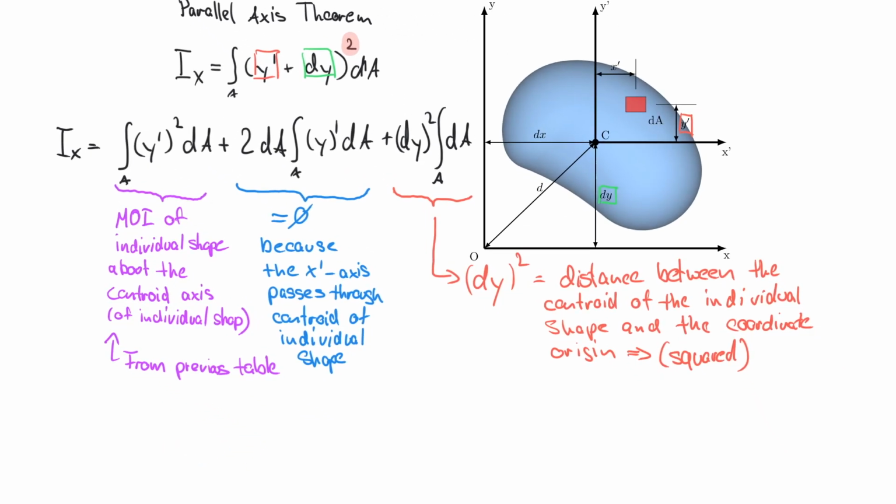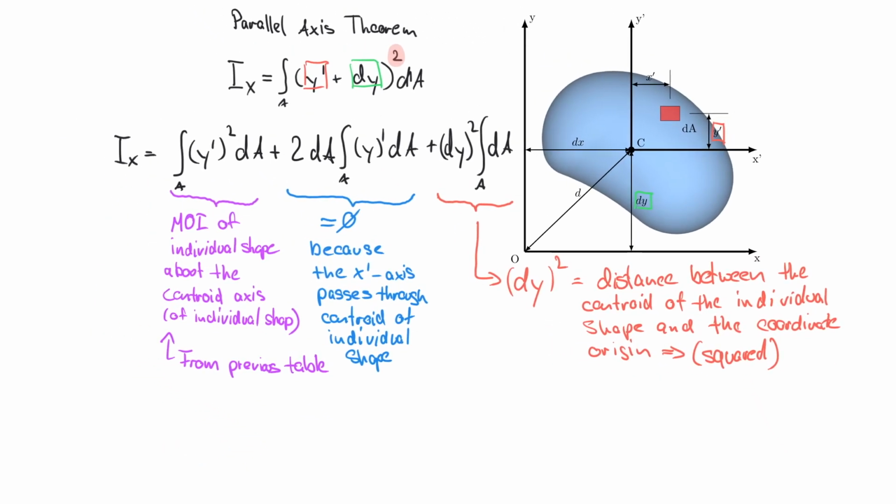And what is summation dA? The summation dA is also a component of this. So dA is just the total area of the individual shape. And now we have deciphered the entire thing. So let me rewrite it one more time for you with only the important components.